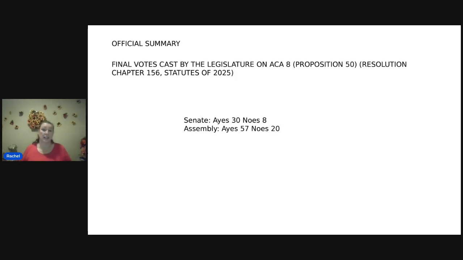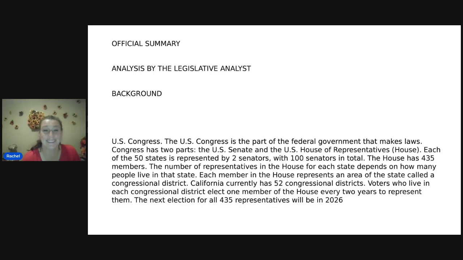In the legislature, would you like to know how they voted? In the Senate, there were 30 ayes and 8 noes. And in the Assembly, there were 57 ayes and 20 noes. And I am thinking about 87. No, keep it for later. Let us move on. Now some background.